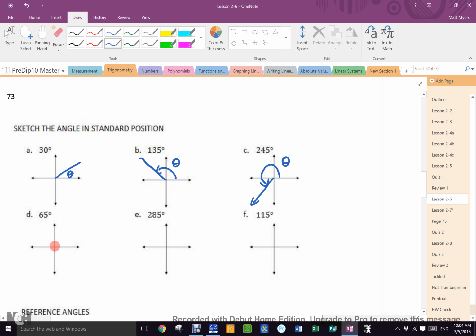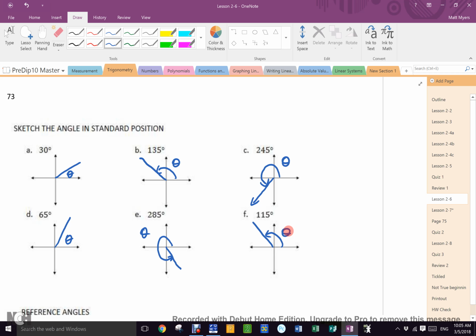D? Quadrant 1. Theta is there. E? Quadrant 4. And theta is there. And F? Quadrant 2. And theta is there. Did everybody get all those right? If you didn't, do you see why?